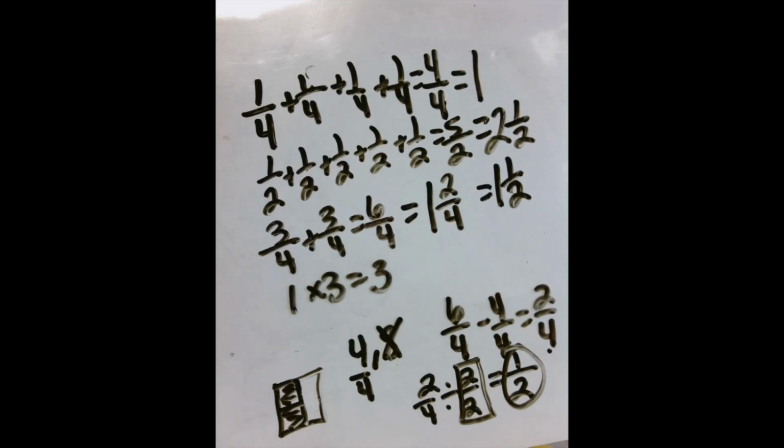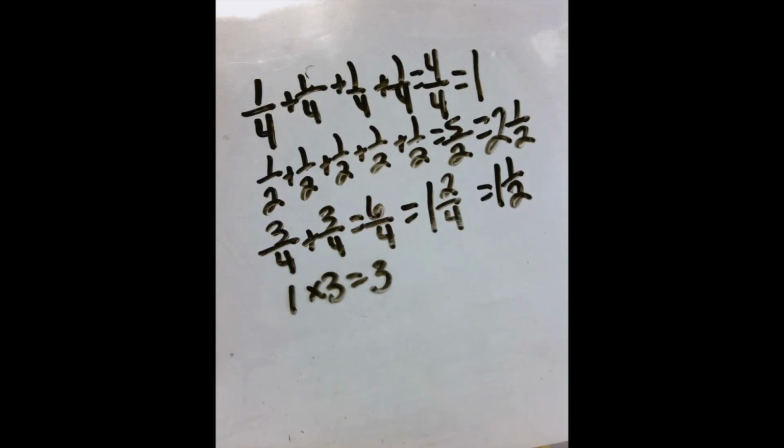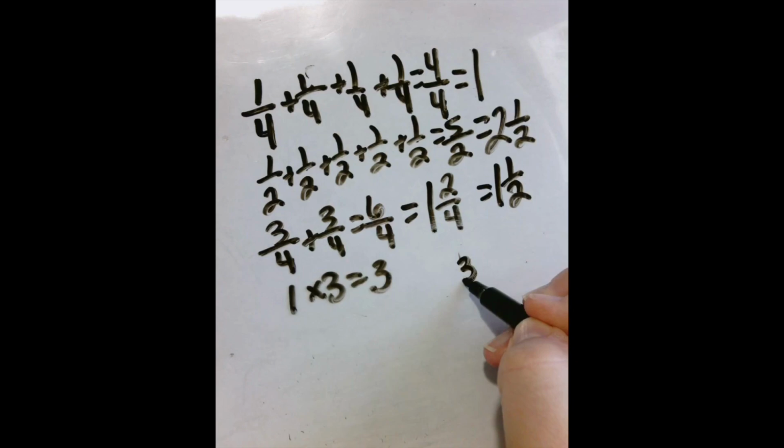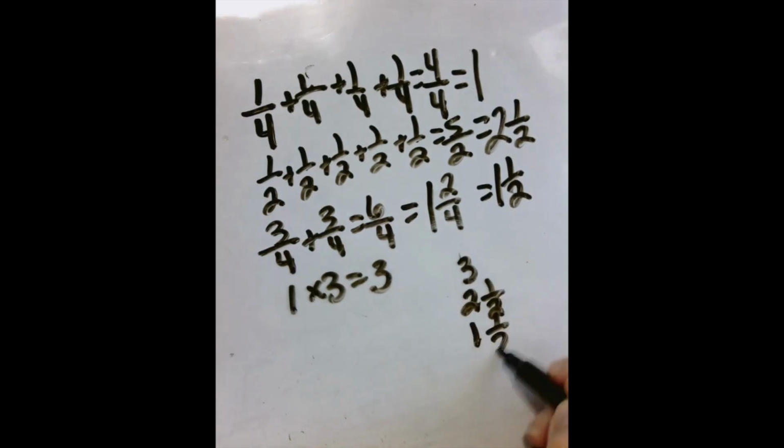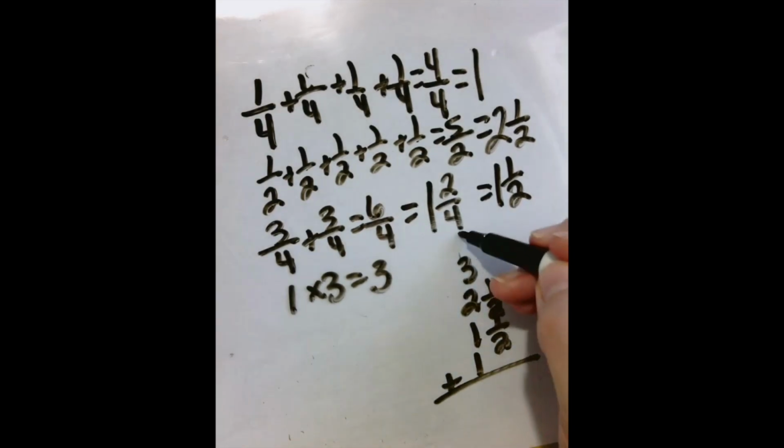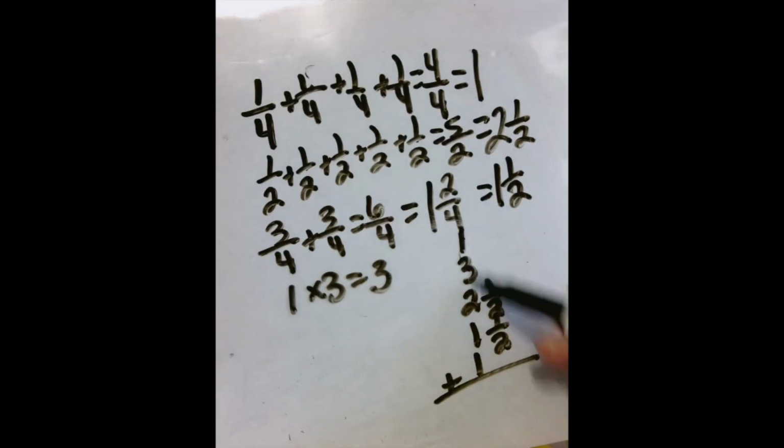All right. So now I have all my pieces. I need to add them all up. So I have 3 plus 2 1/2 plus 1 1/2 plus 1. All right, 1/2 plus 1/2 is a whole. So I'm going to bring my whole up here. 3, 4, 5, 6, 7, 8. So I have 8 wholes, which is 8 inches.